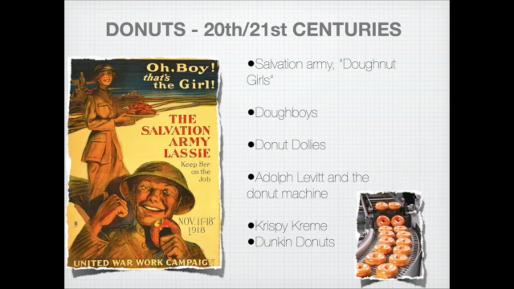Nowadays, the two major donut companies are Krispy Kreme and Dunkin' Donuts. For example, there are more than 5,000 Dunkin' Donut shops in nearly 40 countries, serving 2 million customers a day.